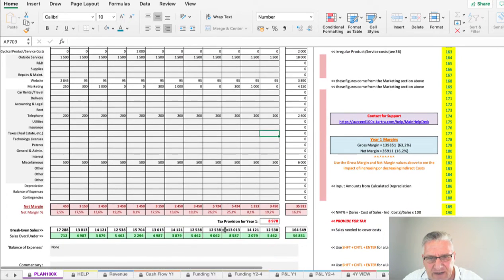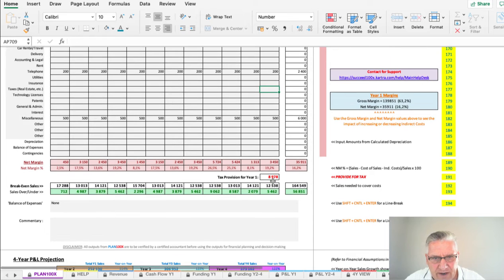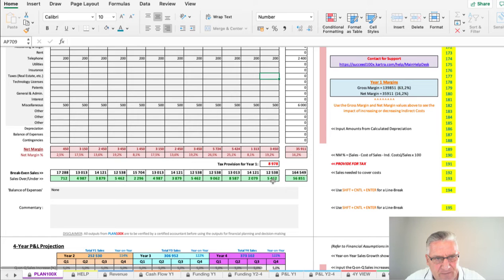Right, moving down, you can see that there is a provision for tax for year 1. It's calculated your profits for the year, and it's taken, remember we input our tax rate at 25%. That's what you're seeing here. Tax provision for year 1. No surprises as a new entrepreneur just starting out.